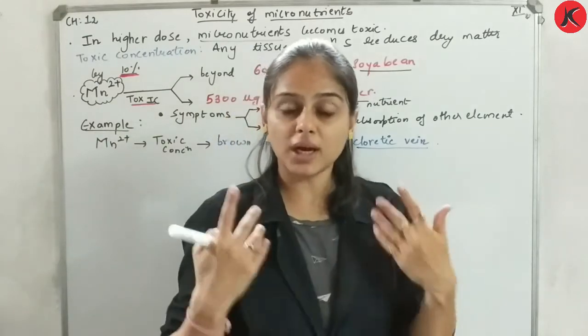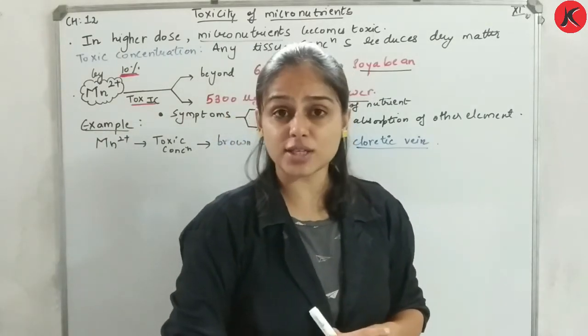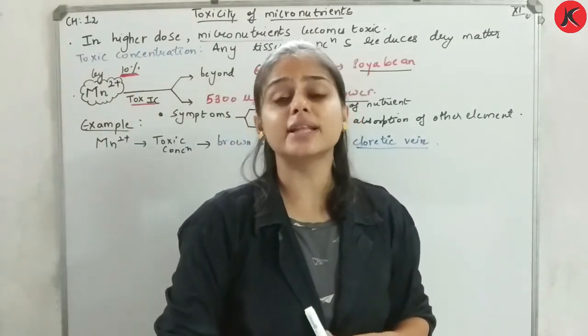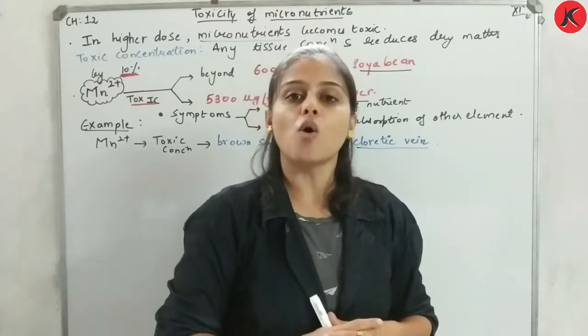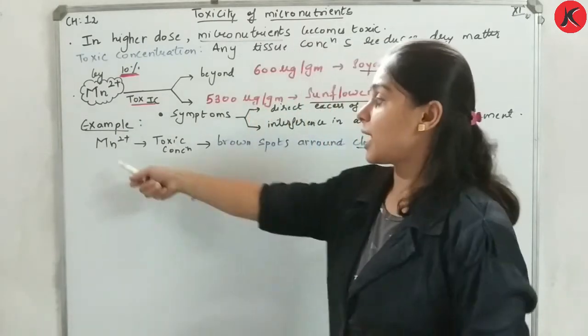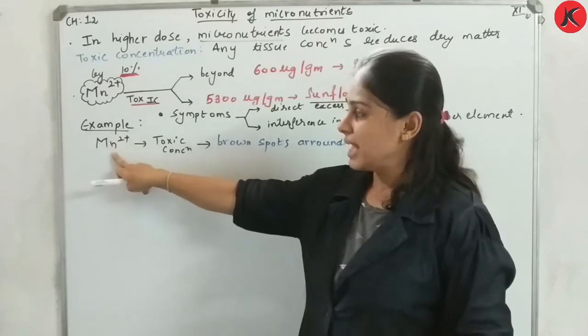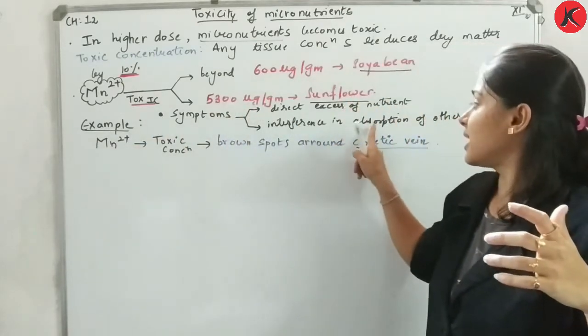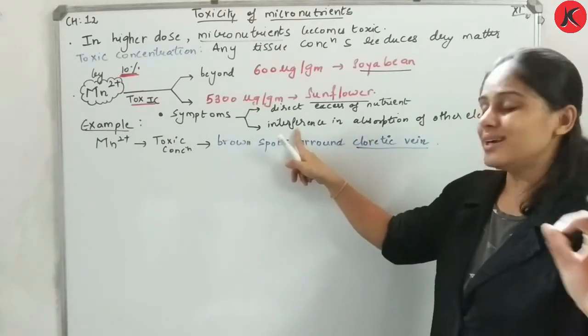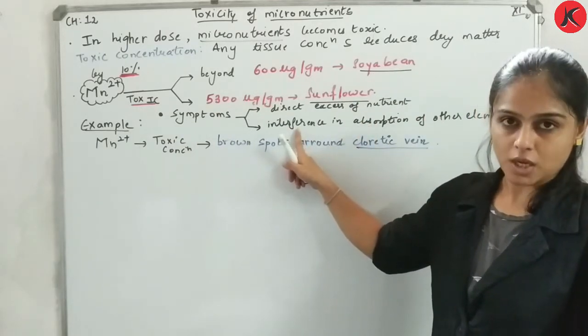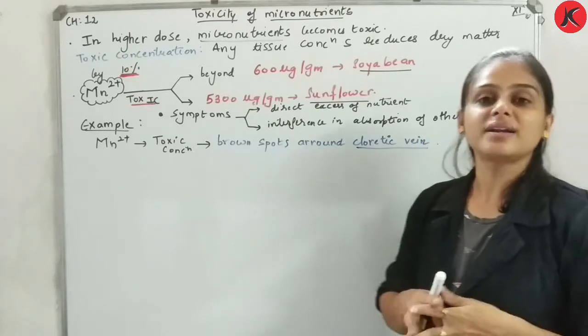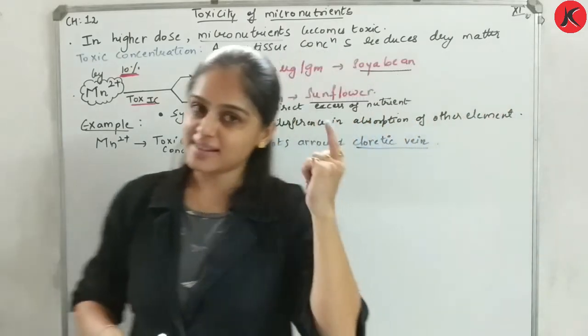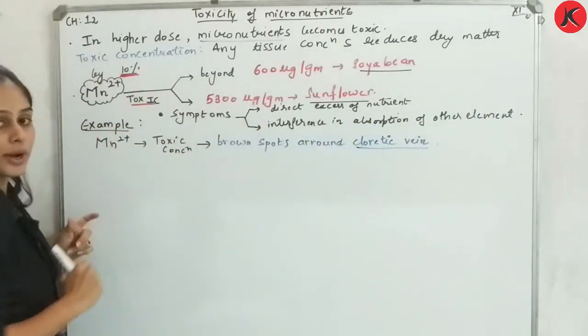या तो उसका कंसंट्रेशन बहुत ही ज्यादा हो, एक्सेस हो, तो ये सिम्टम्स दिखाई देंगे प्लांट्स में. और एल्स, फॉर एग्जांपल मैंने आपको बोला मैंगनीज, तो ये मैंगनीज क्या करता है, किसी और न्यूट्रिएंट के एब्जॉर्प्शन को इंटरफियर करता है, राइट? Then also plant exhibits symptom. Let's understand now this second point.